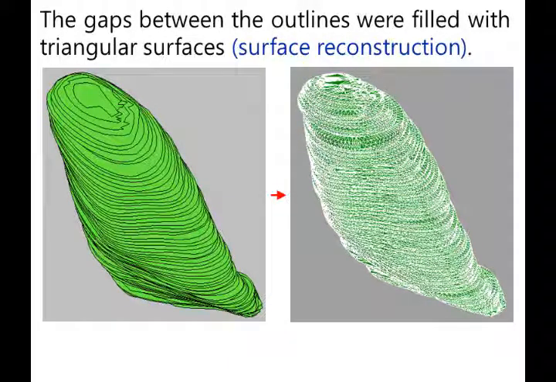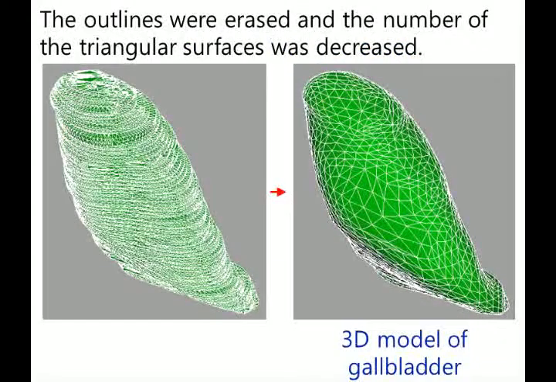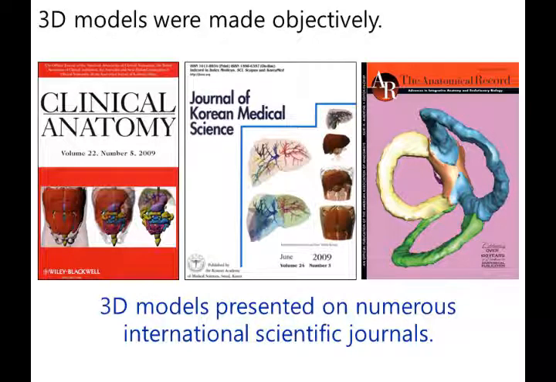This is called surface reconstruction. The outlines were erased, and the number of the triangular surfaces was suitably decreased. Unlike the 3D models that were made subjectively, our 3D models were made objectively. Therefore, our 3D models were presented on numerous international scientific journals.